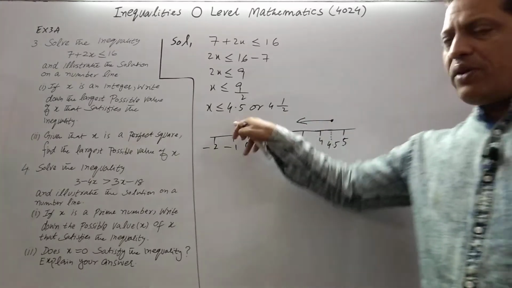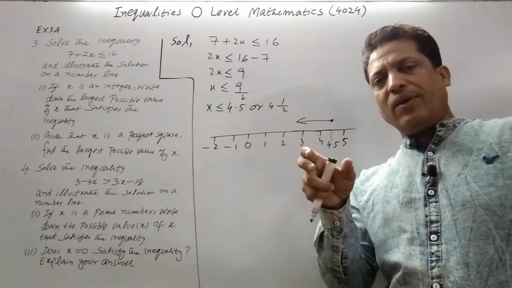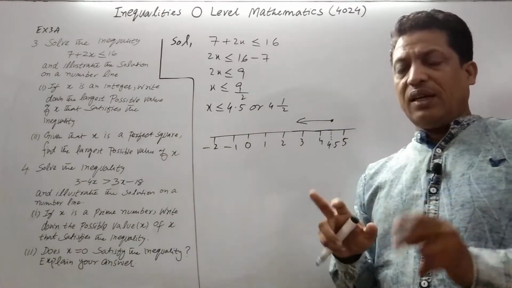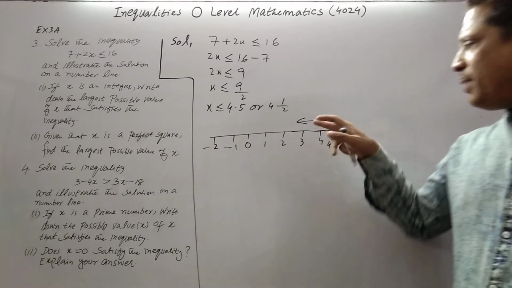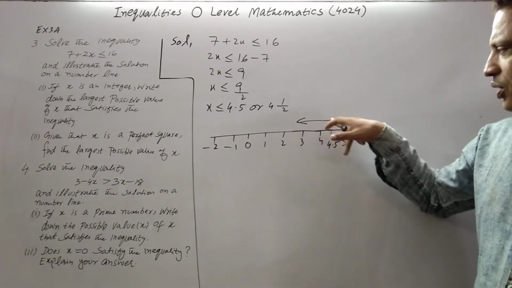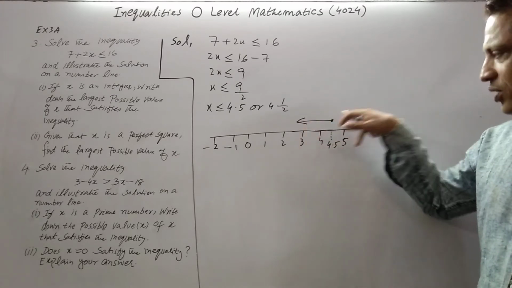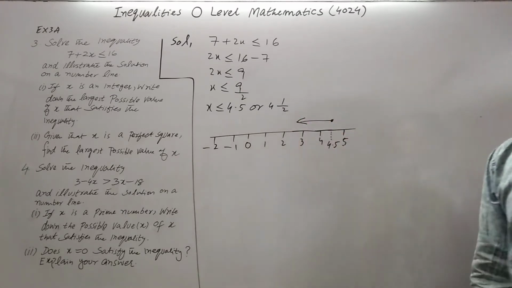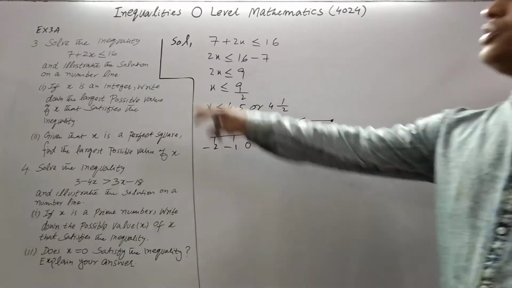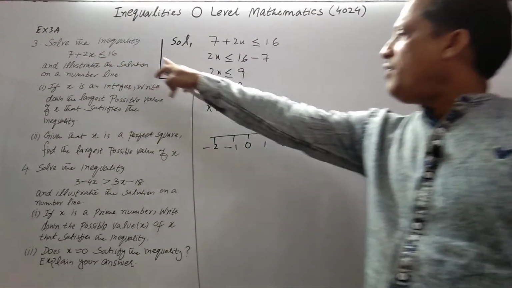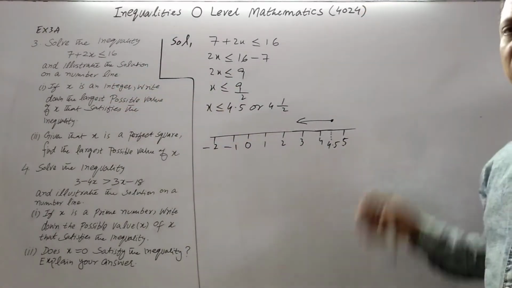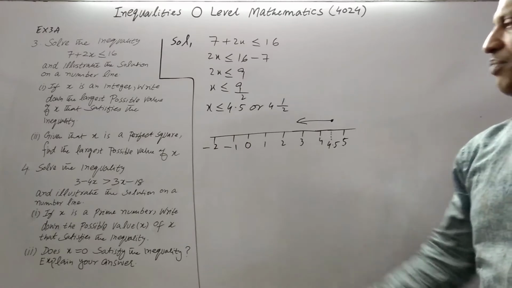How long this arrow is, no matter. If you draw a small arrow or a very large arrow, no matter. But what matters? Direction matters. If you put the head of the arrow on this side, the number line is considered wrong. Okay. Now we have solved the inequality, and illustrated the solution on our number line. We have shown the solution on a number line. Part 1.